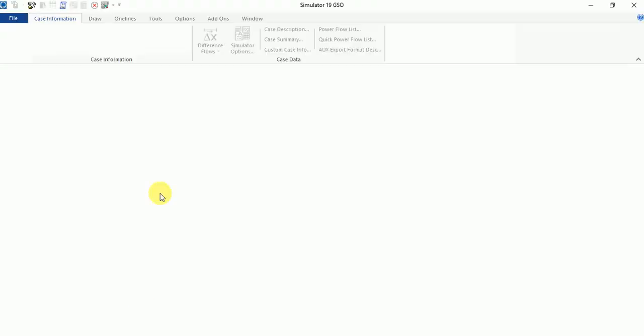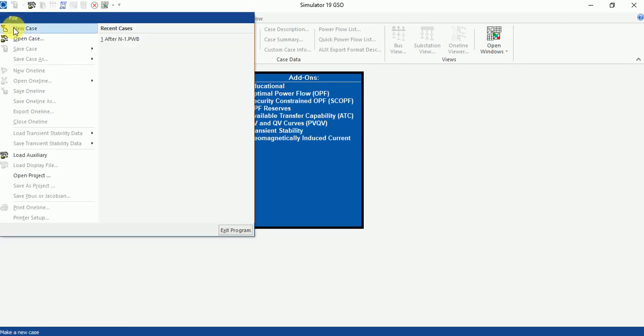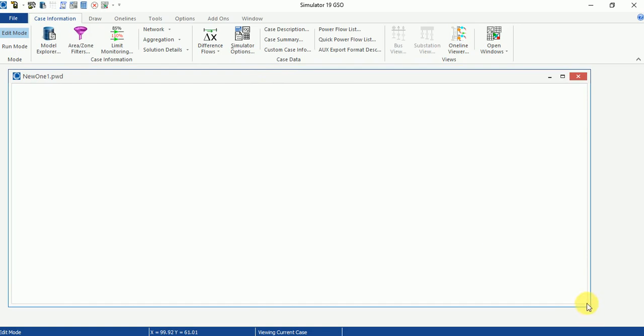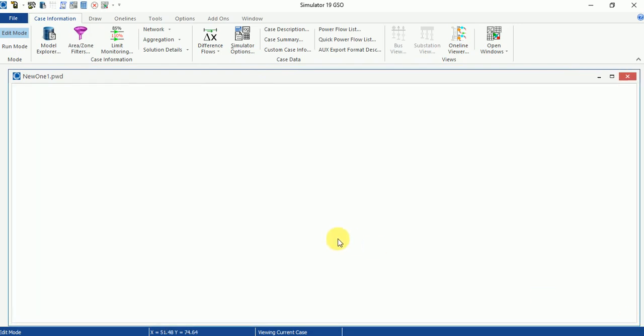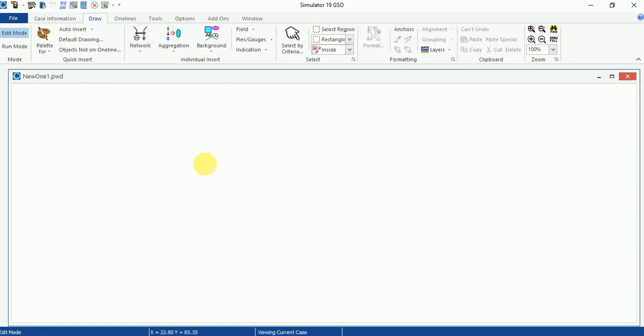Let's open the PowerWorld Simulator. Go to File, select New Case. So our file has been opened. Now inside the PowerWorld Simulator, first of all we must draw the 5 bus bars. So let's begin with bus bar number 1. Go to Draw, go to Network, select Bus and put it here.